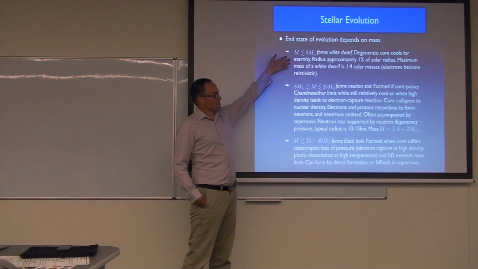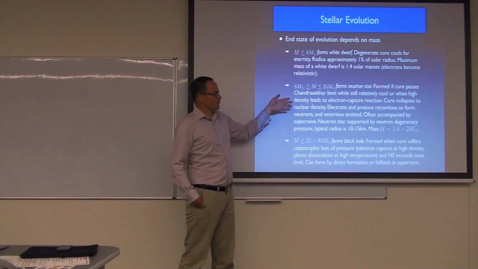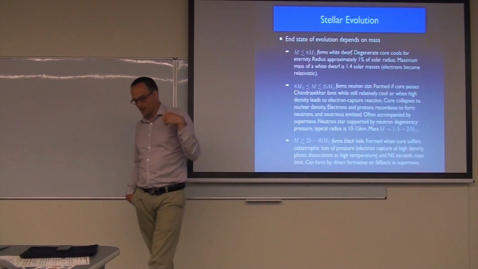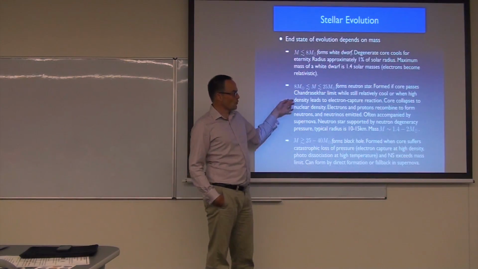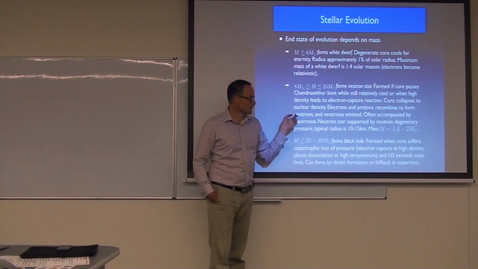So these stars that just lead to white dwarfs don't explode. The ones that form neutron stars typically do. There are different types of supernova. Type 2 supernovae are associated with this core collapse to produce a neutron star.